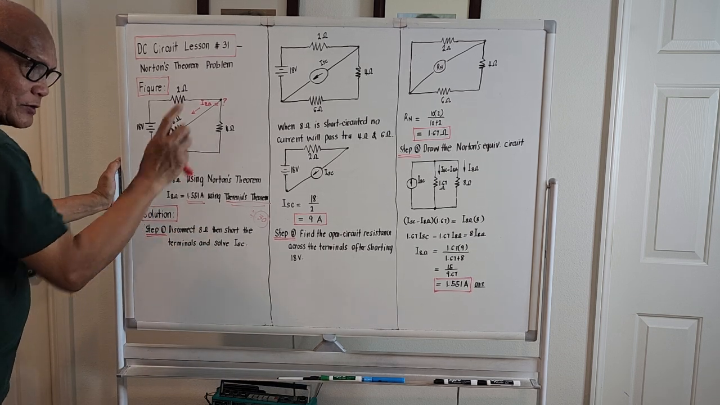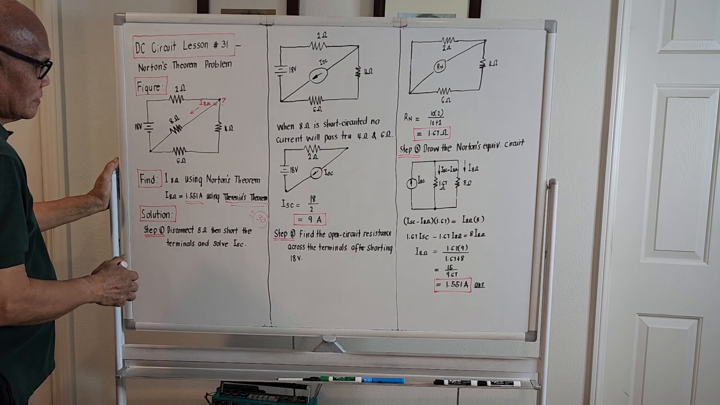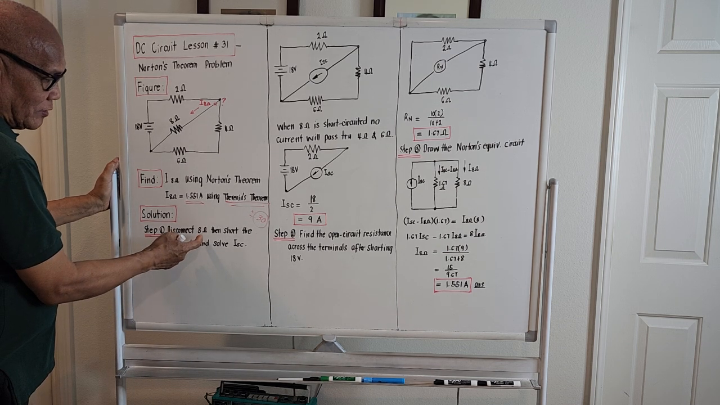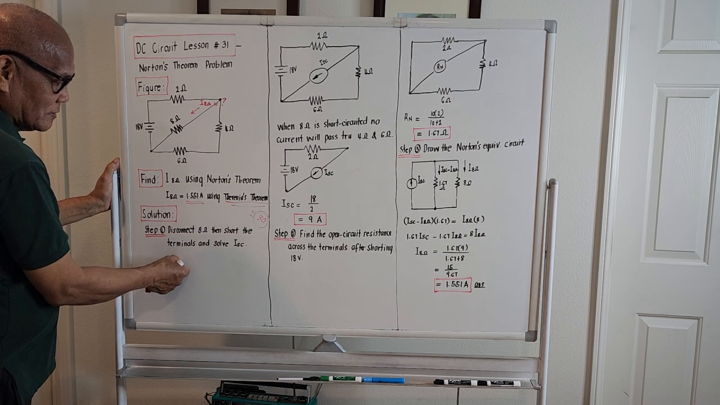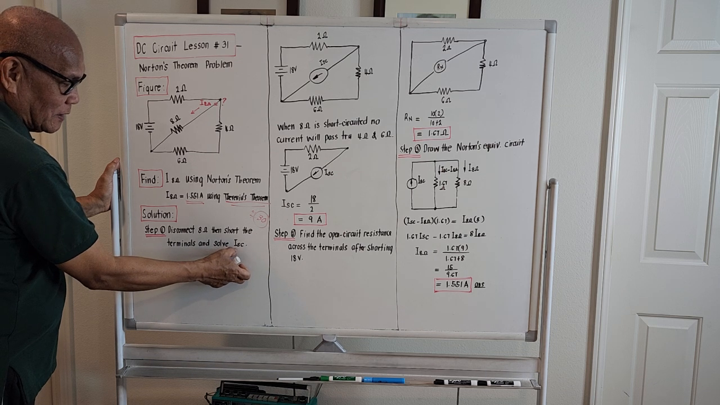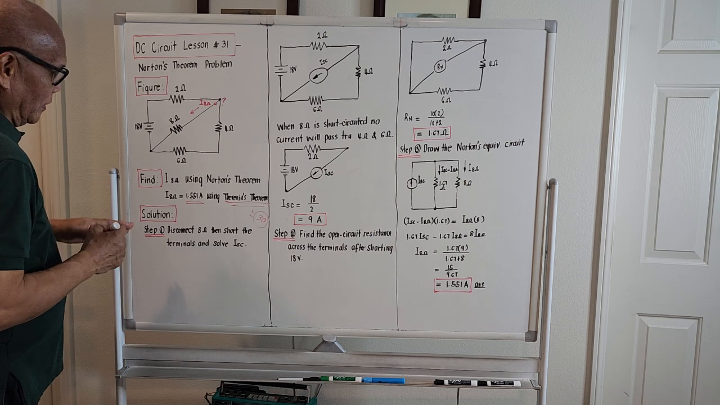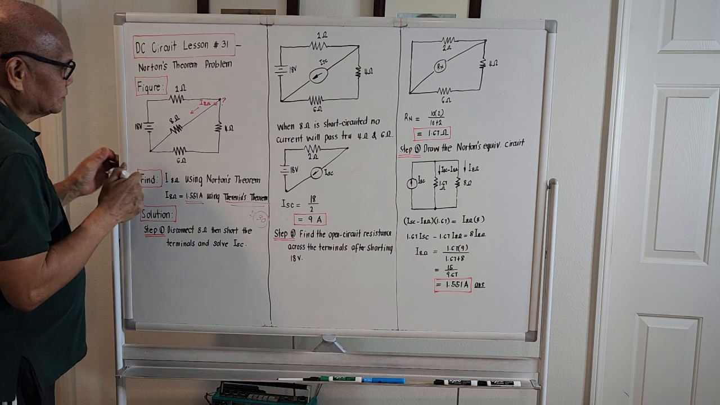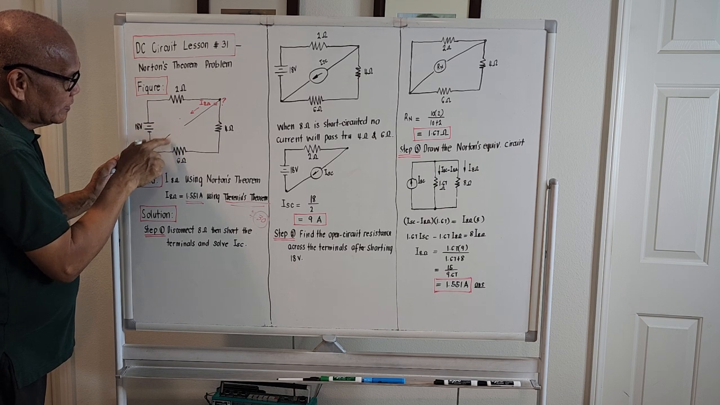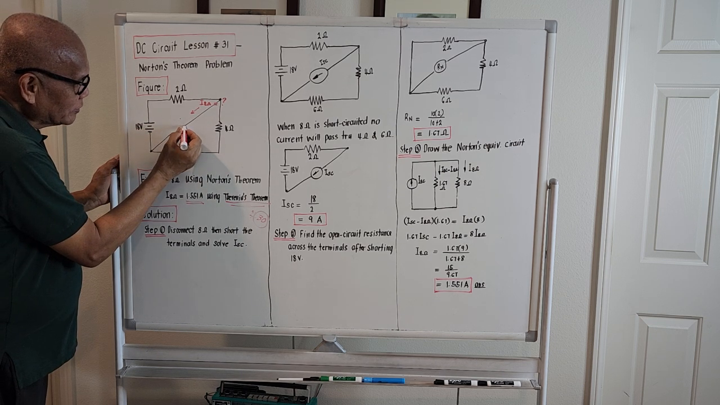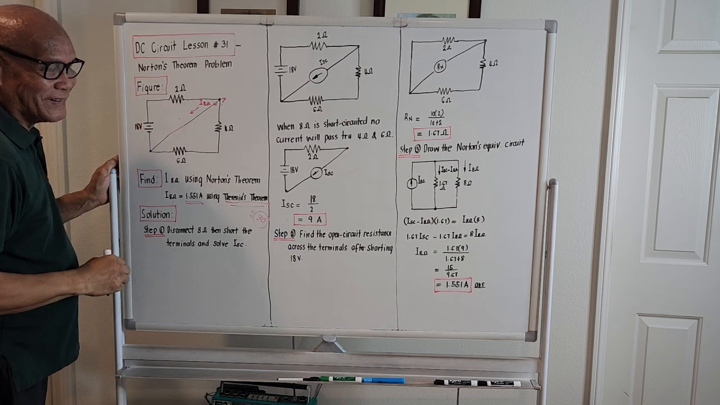Solution, okay? A very systematic approach on how to solve a problem. Step number 1, under Norton's theorem: we will disconnect the 8 ohm, then short the terminals, and solve for capital letter I with the subscript SC, meaning the short circuit current. So, step number 1, we will remove this 8 ohm here, and we will be shorting the terminal. Okay, that's step number 1.